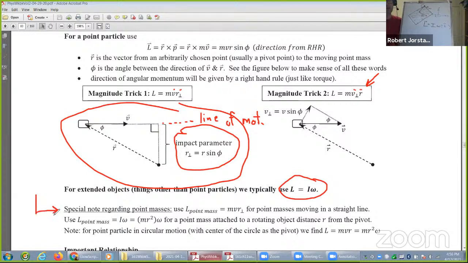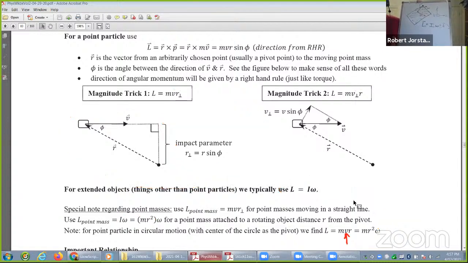Special note regarding point masses. If you looked at I omega for a point mass, you'd get m r squared times omega. Well, since V equals R omega, one of these R's you could group with the omega and replace it with a V. So just letting you know that this works. You could even do point masses with this formula here if you wanted to. That's what that is all about.